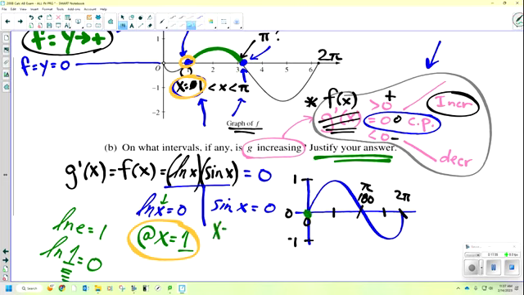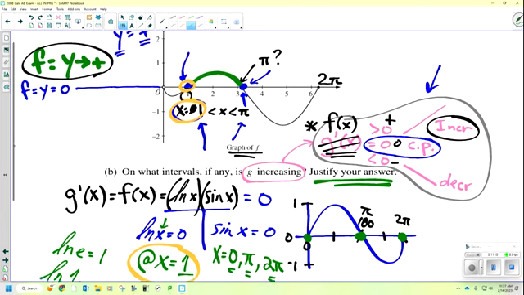So when x is 0, where else? Right here at pi. Okay, when x is pi. And also right here when x is 2 pi. So look at these three zeros. 0, pi, and 2 pi. Let's go back up to the graph.